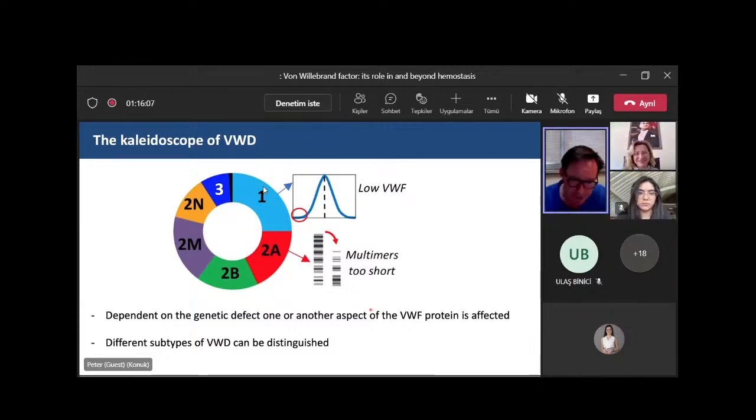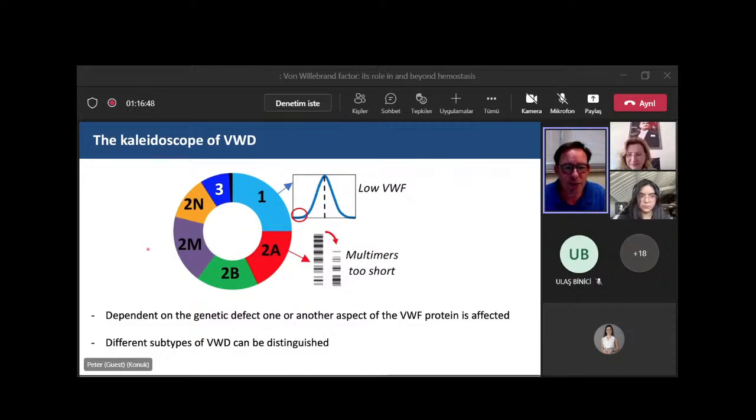Yeah. So one of the complicated things about VWD is its heterogeneity. So here I have summarized this kaleidoscope, as Dr. Suzanne, with whom we collaborate a lot, always says. We have type 1, 2A, 2B, 2M, 2N, and type 3. They all have different causes of different functional problems. In type 1, we have low VWF. In type 2A, we miss the high multimers, etc., etc. So, dependent on the genetic defect, one or another aspect of the VWF protein is affected.